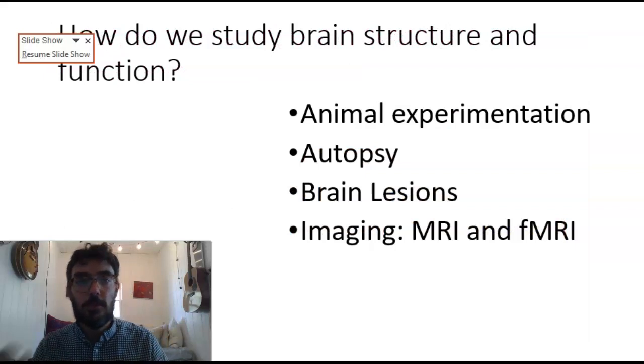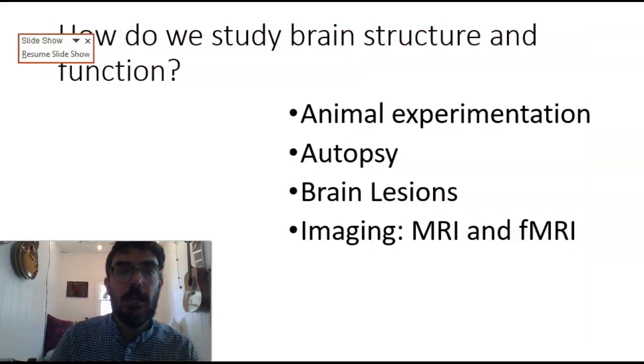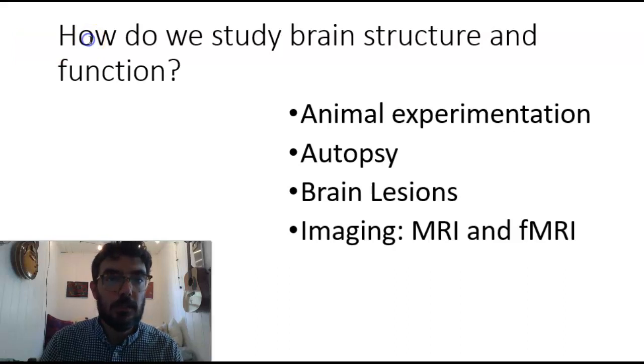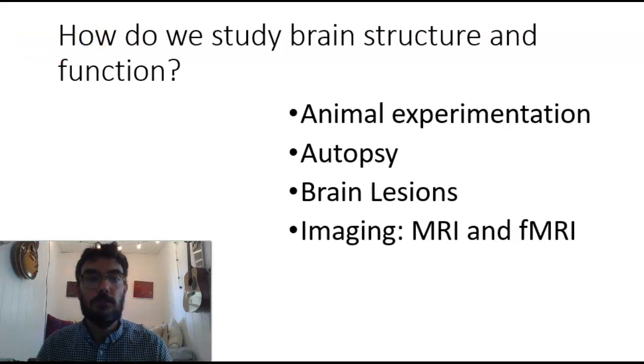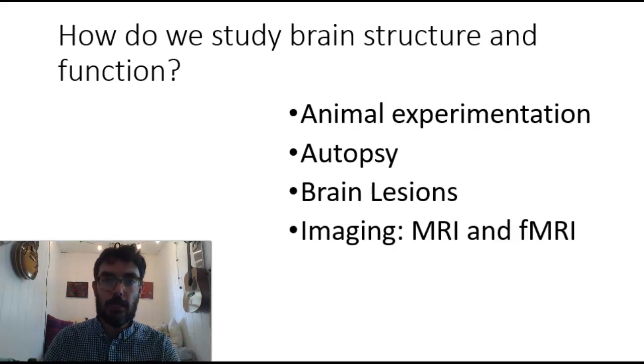Moving on, the last thing we're going to do, and this is quick, is a quick breakdown of some of the ways that we study the structure and the function of the brain. The easiest way, of course, is animal experimentation, but that's not very ethical and it's not nice when you think about it. Of course, we have autopsies.